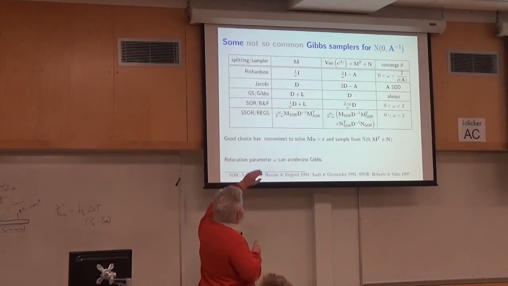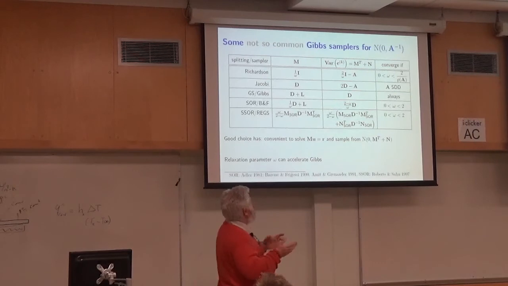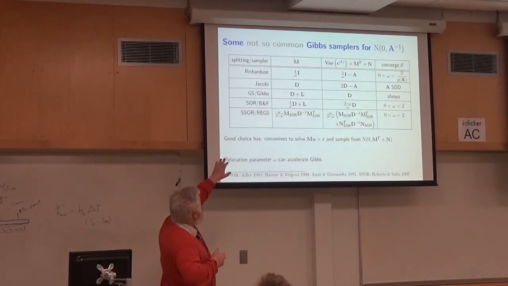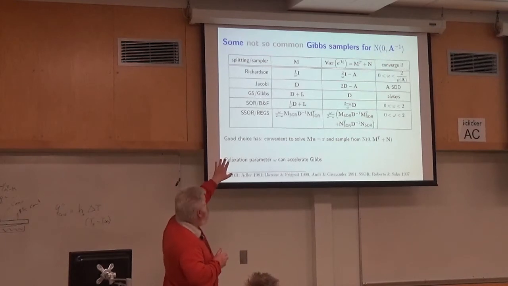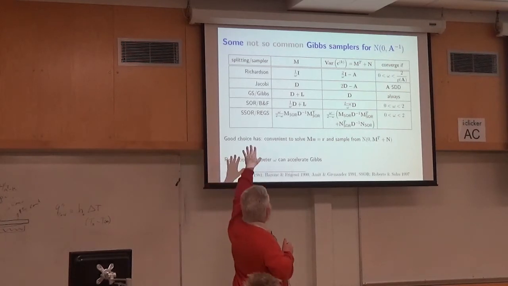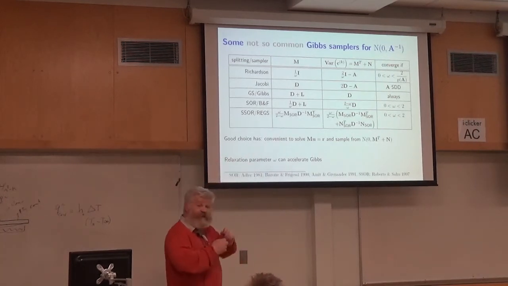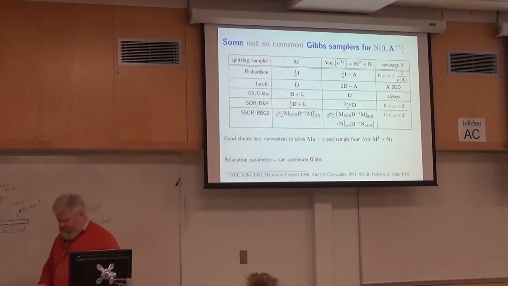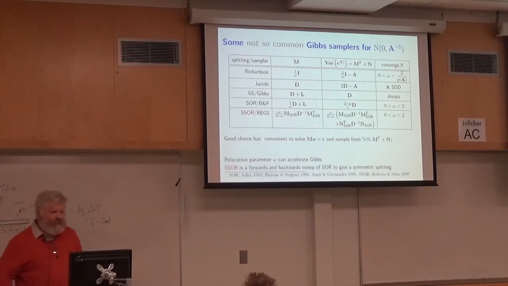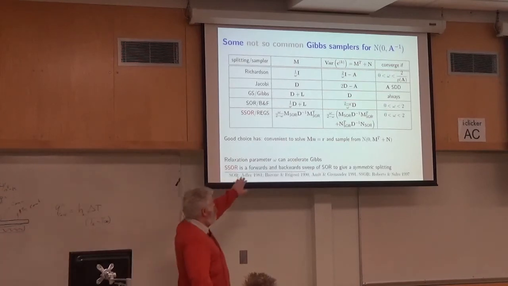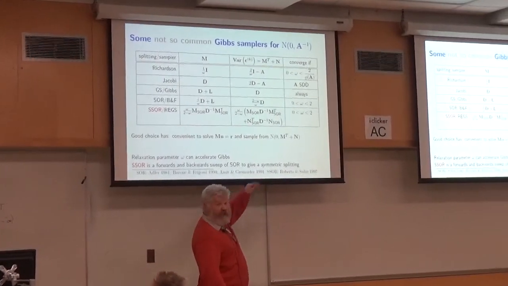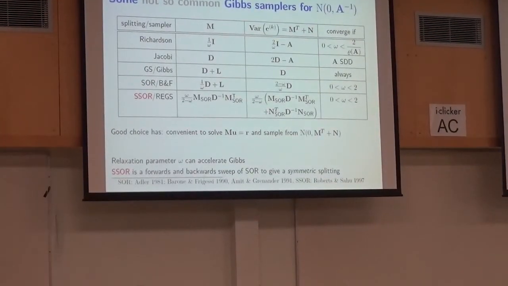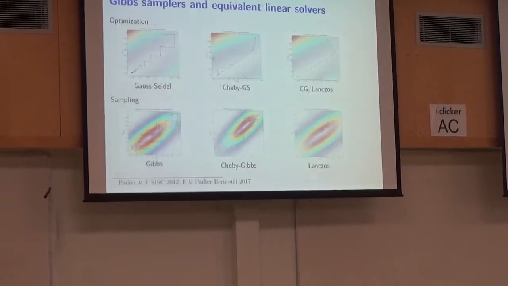Yep. So I've included here omega, which is a relaxation parameter. We're never really going to use that terribly much. What we are going to use is this forward and backward sweep of Gauss-Seidel, the so-called SSOR, which was discovered in statistics and is called the REGS algorithm for some reason. And we're going to use this forward and backward sweep of SSOR because it gives a symmetric splitting, and so we can accelerate it using polynomials. So that's where we get the Chebyshev acceleration from.